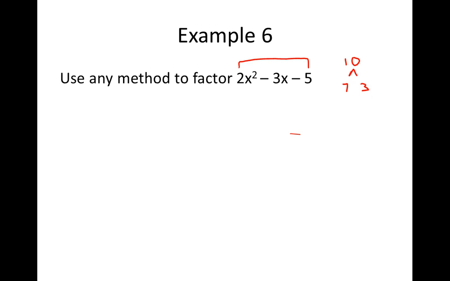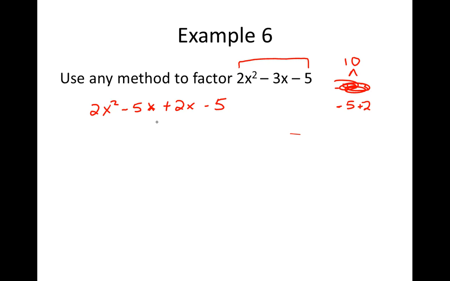And then the 7 has to be the negative one, right? What am I talking about? Not 7 and 3. 5 and 2. And the 5 has to be the negative one. 2 is the positive. So 2x squared minus 5x plus 2x minus 5.